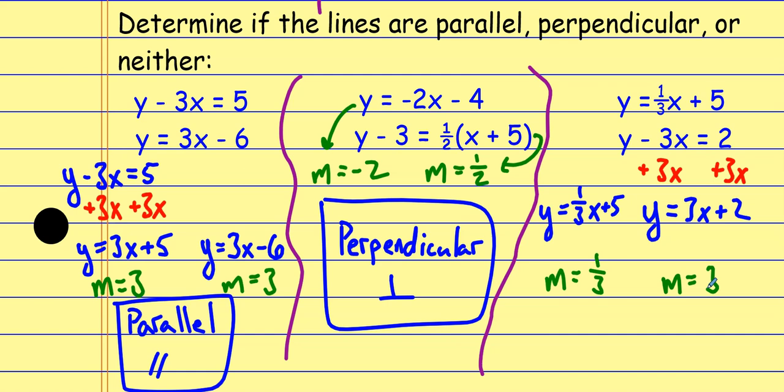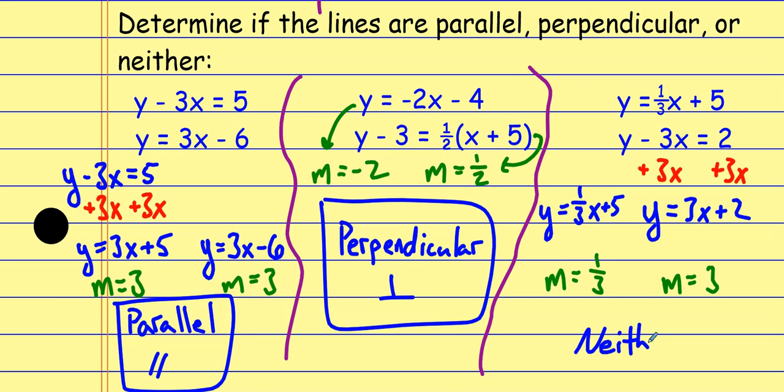And so when I look at these, they're not the same, so they're not parallel, okay? But then the question is, are they opposite reciprocals? And when you look at a 3 versus a 1/3, those are reciprocals. If I flip one of those, I get the other. But they're not opposites. They're both positive. So these are not parallel or perpendicular. This is the scenario where I would say neither.